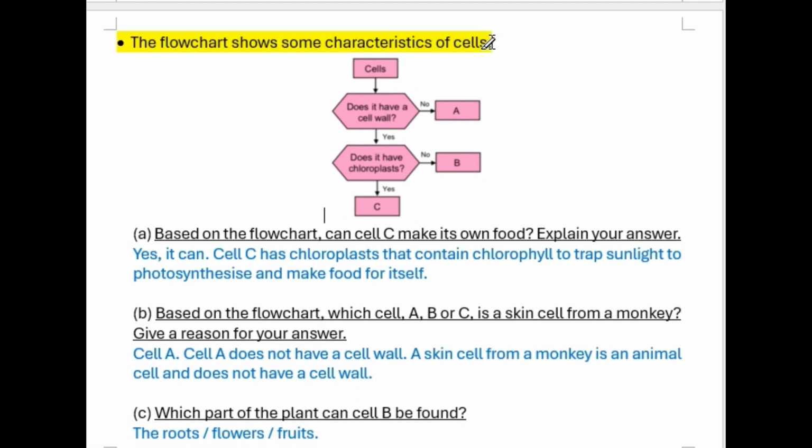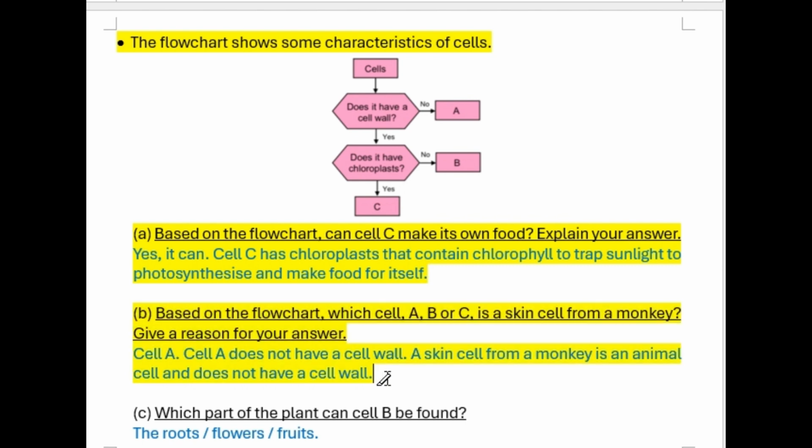The flowchart shows some characteristics of cells. Based on the flowchart, can cell C make its own food? Explain your answer. Yes, it can. Cell C has chloroplasts that contain chlorophyll to trap sunlight, to photosynthesize and make food for itself.